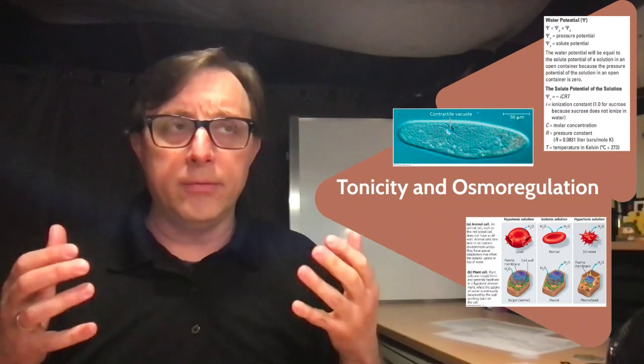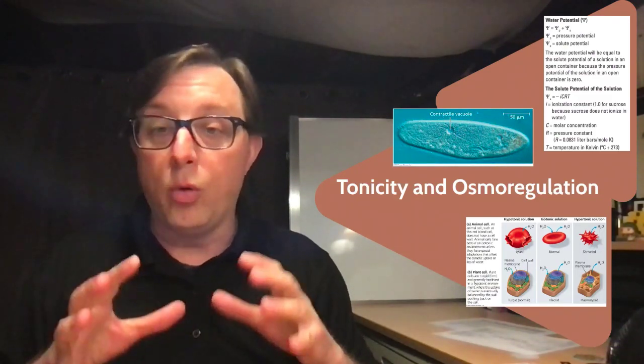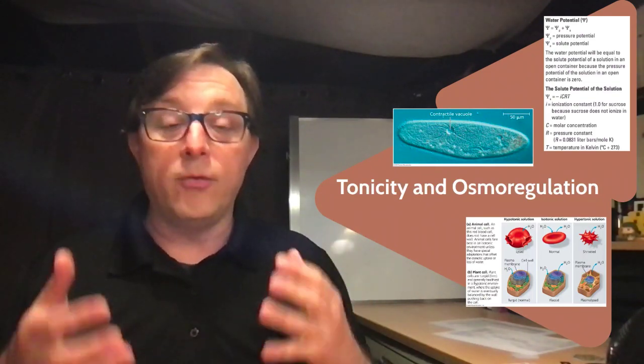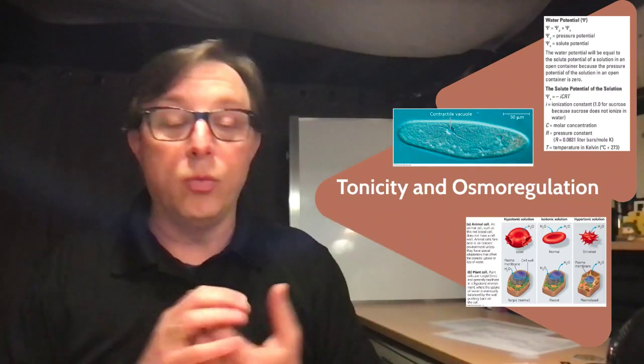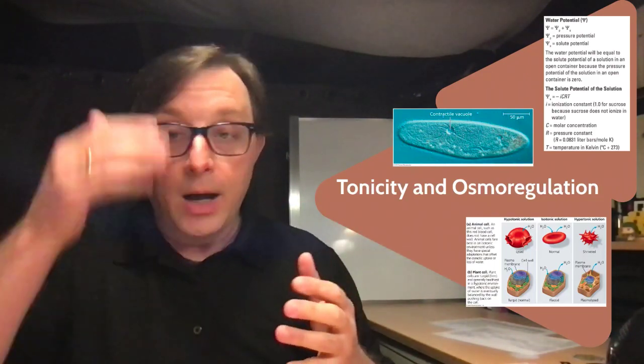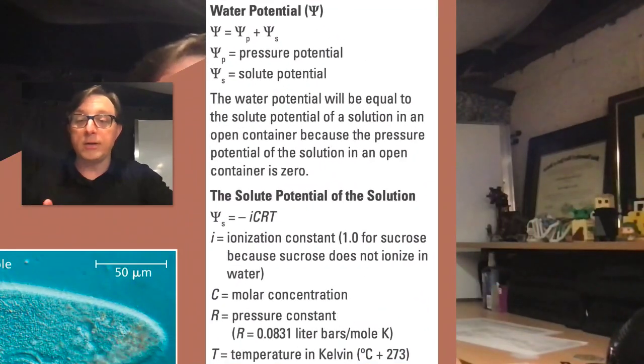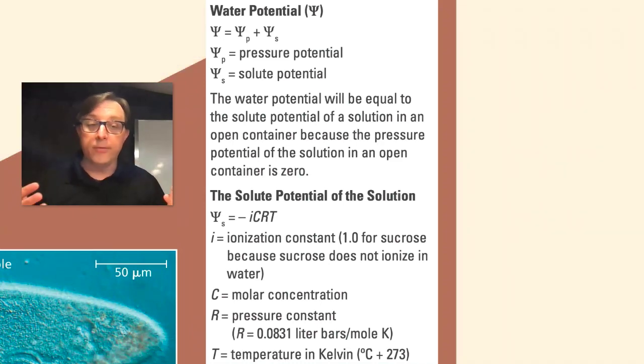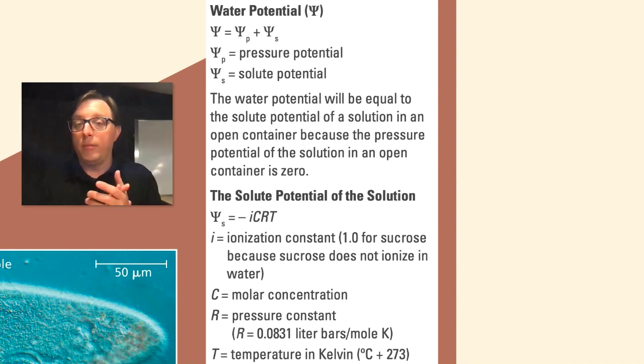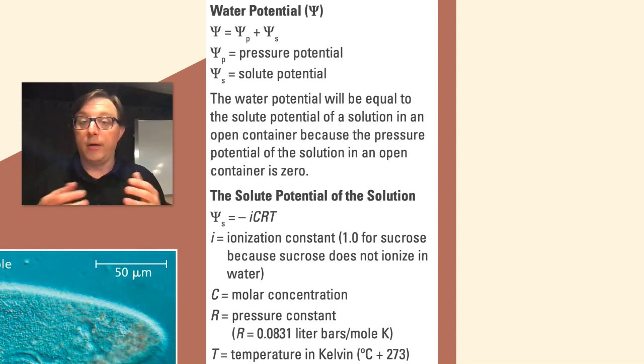So instead of looking at osmosis in terms of water concentration, we can think of it in terms of water potential. The water will osmose from high potential to low potential. There are a couple of formulas here to calculate the water potential of a sample. Water potential is the sum of two half potentials, the pressure potential and the solute potential. And the second formula is how to calculate the solute potential.